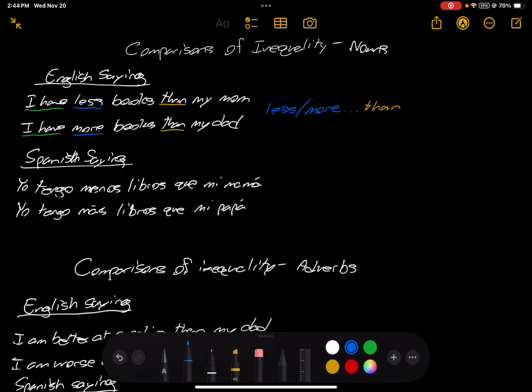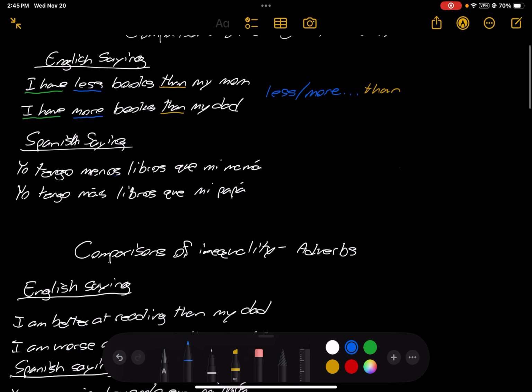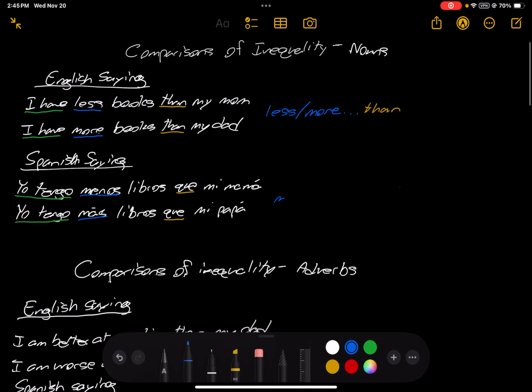En español es similar. Yo tengo más libros que mi papá y yo tengo menos libros que mi mamá. Here's the conjugated verb, yo tengo. Here are the comparison words, menos y más. And here are their other parts. Okay. So, menos y más will be followed by que.